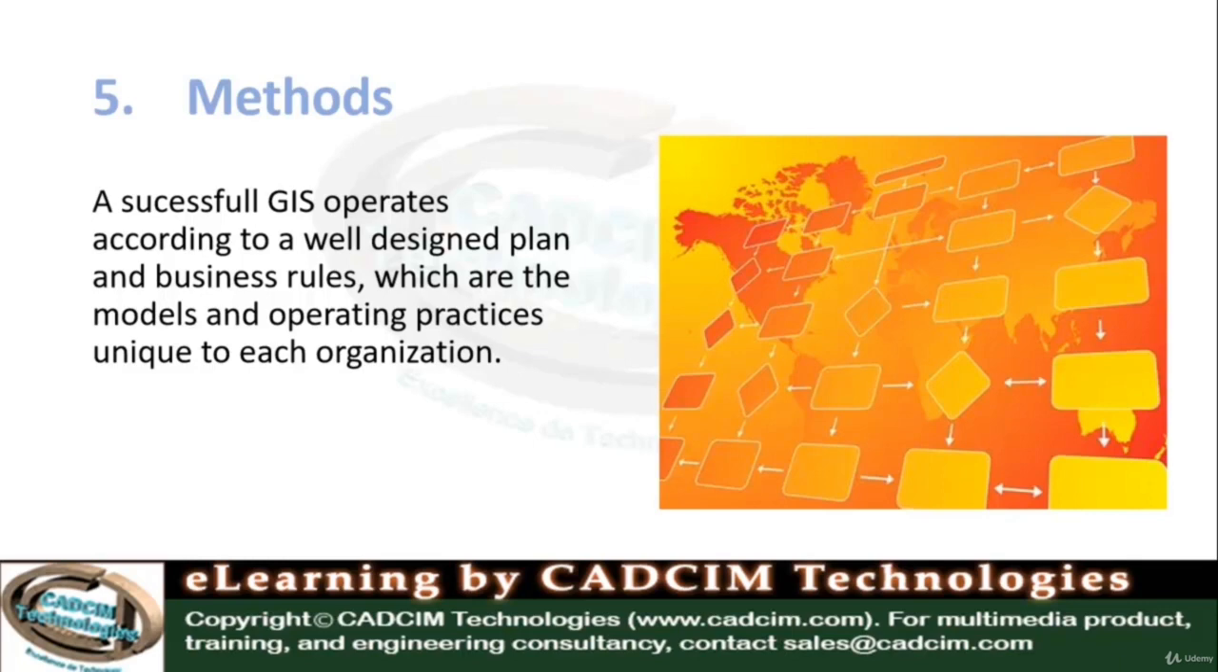It requires the collection of spatial data, analysis methods, and then using the results for planning and implementation. Each organization operates GIS with a well-designed plan and business rules.